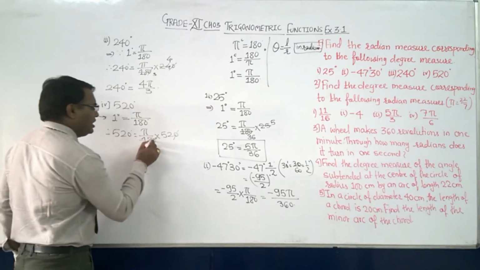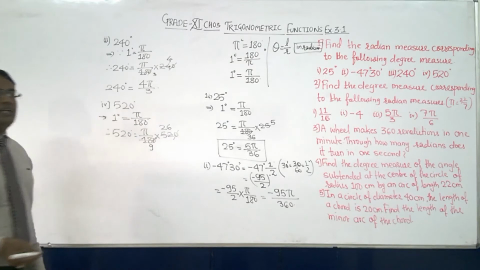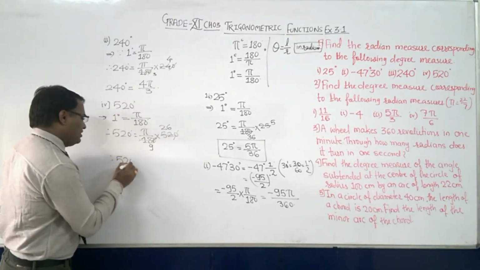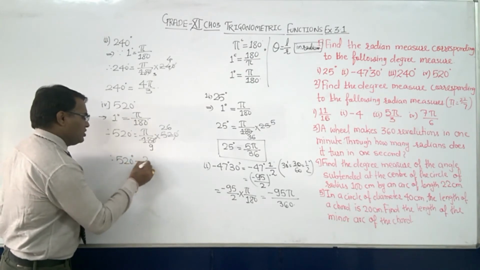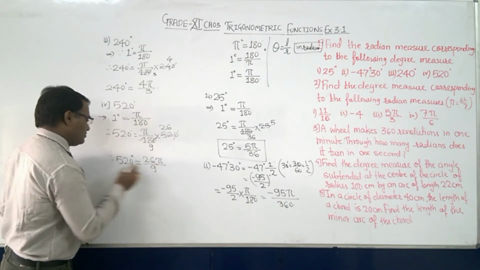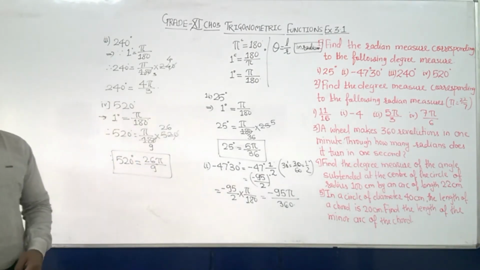Then you can go ahead. 2 nines are 18, 2 twos are 4, and 2 thirteens are 26. Now 9 and 26 will not get cancelled. Therefore 520 degrees is equal to 26 upon 9 pi. Okay, so this is question number 1.